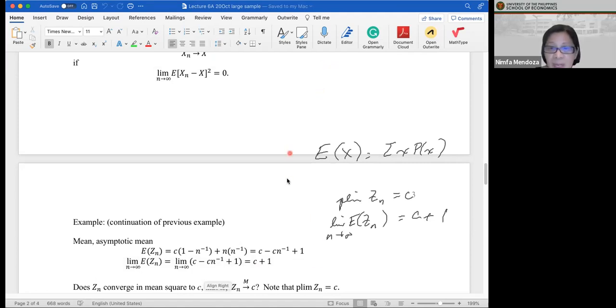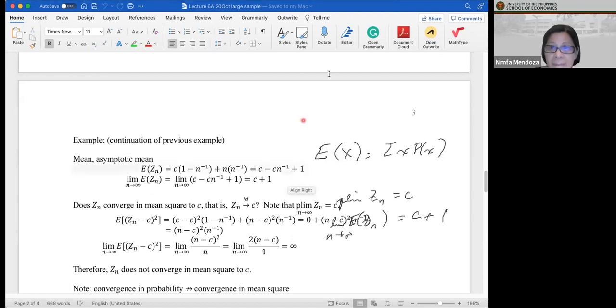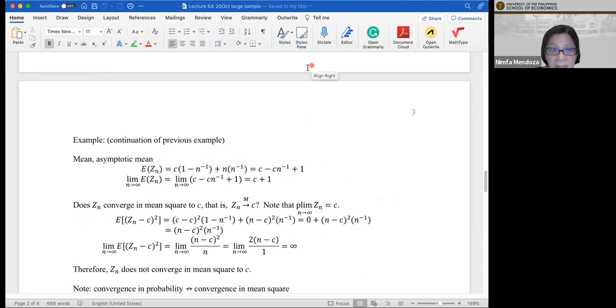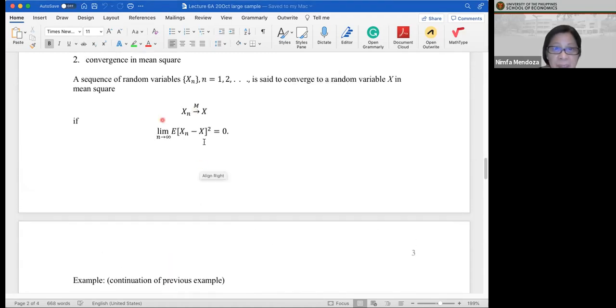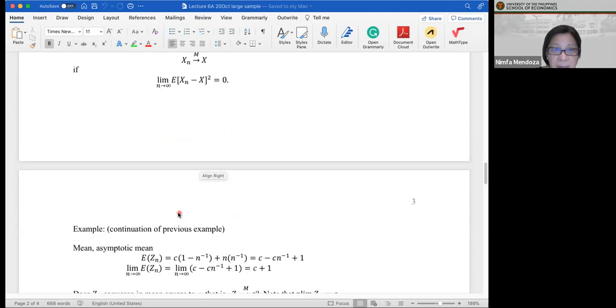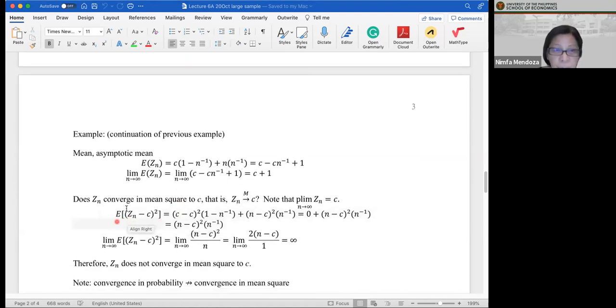So our question now is, does C sub n converge in mean squared to C? That is this notation. So we use this definition of convergence in mean square. So we have the limit of the expected value, well, we first solve for the expected value of C sub n minus C squared. Note that you're getting the expected value of this function.